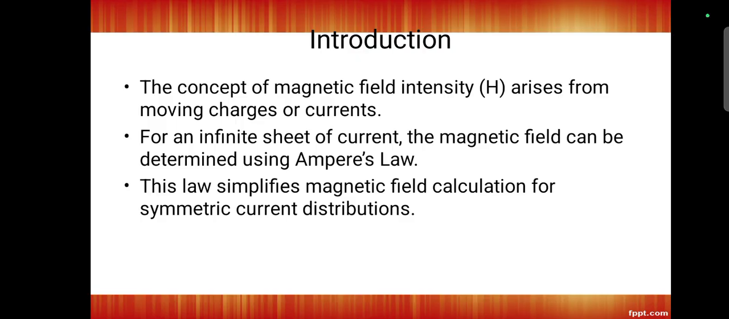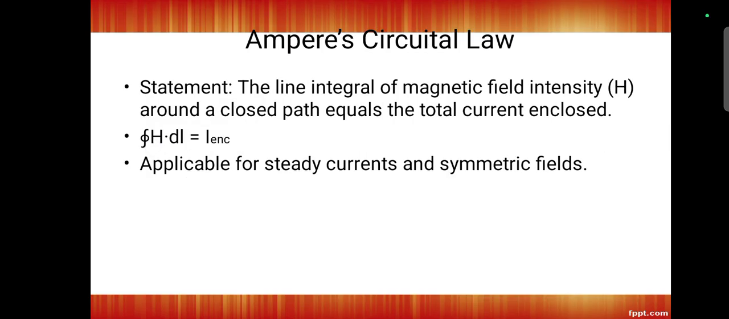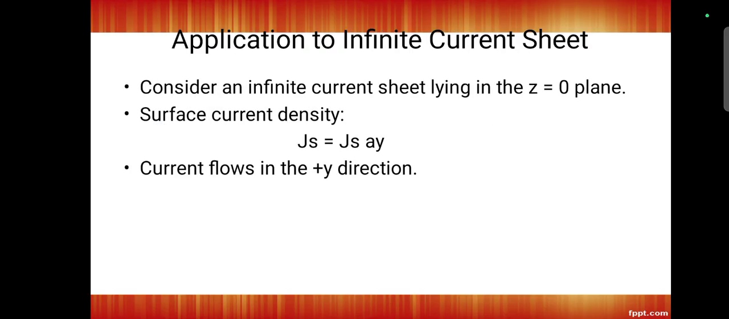First, the concept of magnetic field intensity H arises from moving charges or currents. For the infinite sheet of charge, the magnetic field can be determined using Ampere's law. This law simplifies magnetic field calculation for symmetric current distributions. Ampere's circuital law states that the magnetic field intensity around a closed path is equal to the total current enclosed. The application of this law is for current flow in different directions.